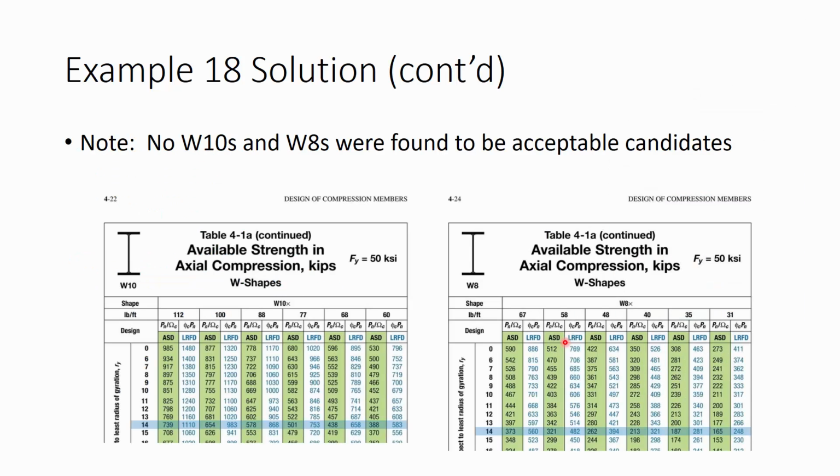Okay. Now these are two trial sections. Before we evaluate them, one thing I'll mention, that was a W14 section and a W12. Normally you would select a W10 and a W8, but if you look in table 4.1a, these are the pages that show the heaviest W10s and W8s available. You can see the heaviest W10, the W10 by 112, doesn't work, and neither does the heaviest W8. So there are no W10s or W8s for this example that were found to be acceptable candidates.